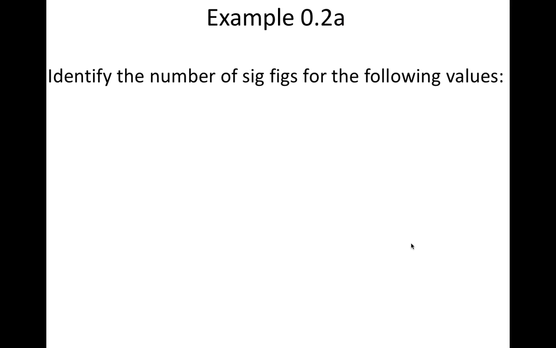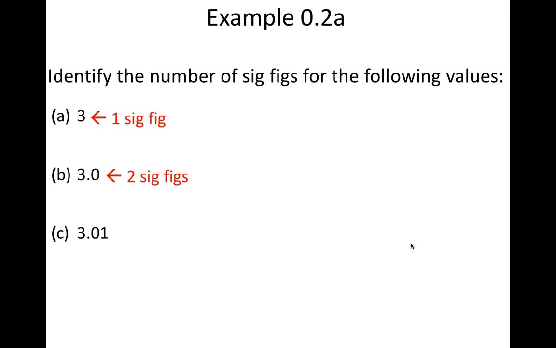In this example, we're going to identify the number of sig figs in several measurements. Here in part A, we have a lone number 3. So clearly this only has one sig fig because it has one non-zero digit. In part B, 3.0 has two sig figs. It has one non-zero digit, the 3, which is significant, and it has a trailing zero after the decimal point, which we also count as significant.